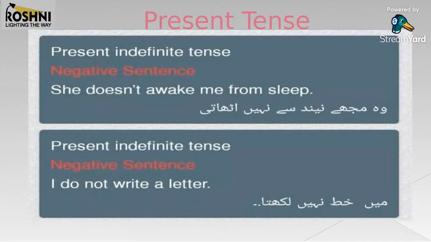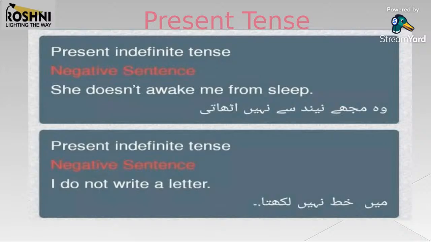यहाँ पे है या हैं का इस्तेमाल नहीं होता usually. मगर with नहीं before the verb, जो आपका verb होता है उससे पहले हमेशा नहीं का इस्तेमाल होता है. वो मुझे नींद से नहीं उठाती. मैं खत नहीं लिखता. ठीक है, थोड़ा सा इसमें ध्यान रखिएगा.